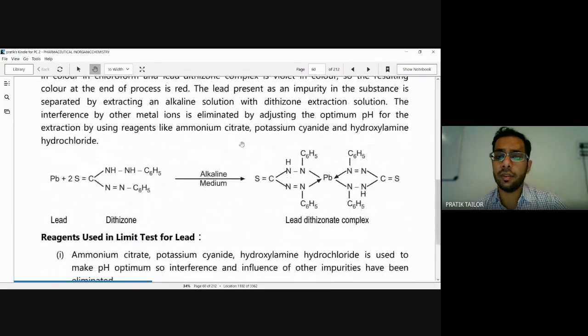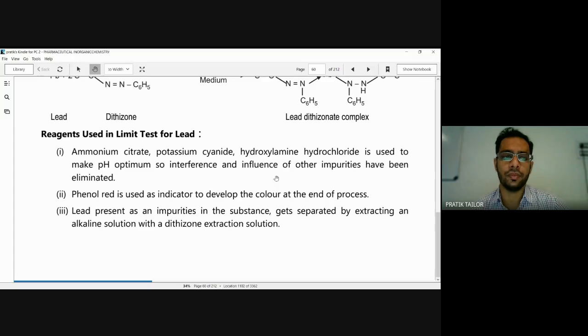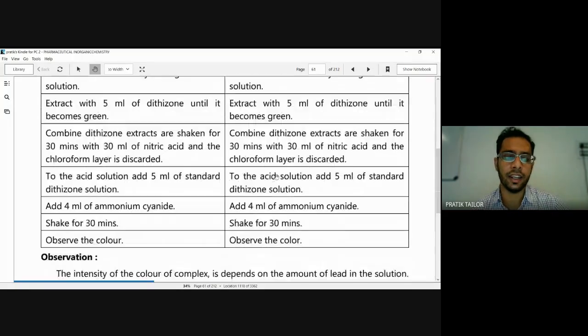In the alkaline medium, it will make a complex, again a coordination kind of reaction with lead, and this lead dithizone complex is a colored complex. This is how you use it for the comparison of the lead impurity.